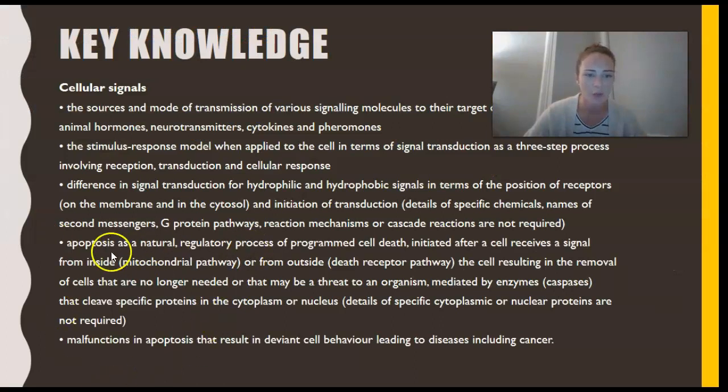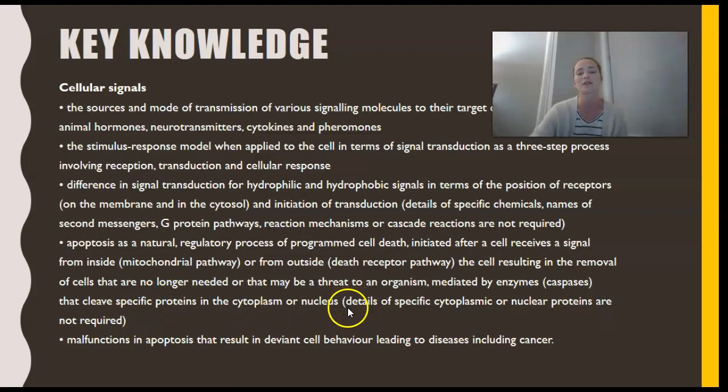All right, so we're going to get to know apoptosis as a natural regulatory process of programmed cell death, as I've already discussed, initiated after a cell receives a signal from inside or outside, and we're getting to that part, which results in the removal of cells that are no longer needed or may be a threat to the organism. It is mediated by enzymes, caspases. And the part that I really wanted to get to is where it talks about after this. So caspases is something we do need to know about. And what caspases do is they cleave specific proteins. I'm going to mention that again in a minute. In the cytoplasm or nucleus. Details of specific cytoplasmic or nuclear proteins are not required.